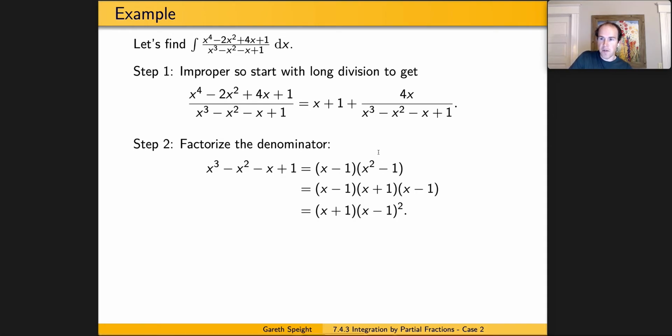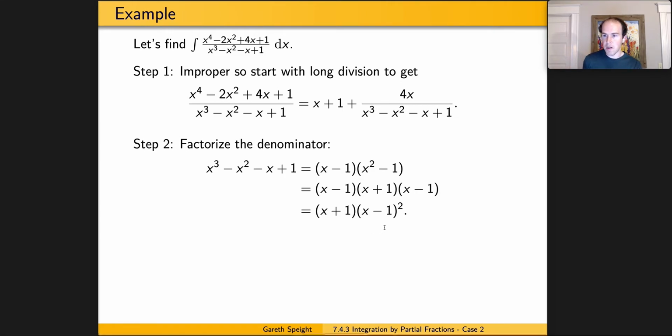So if you're stuck trying to factorize something, try to plug in different numbers and see if you can spot one of the factors straight away. For instance, x equals minus 1 would also work. Okay, but now that we have x squared minus 1, it's easy to factorize: x plus 1 times x minus 1. So we have x minus 1 times x plus 1 times x minus 1. Okay, x minus 1 is repeated, so we can write this as x plus 1 times x minus 1 squared.